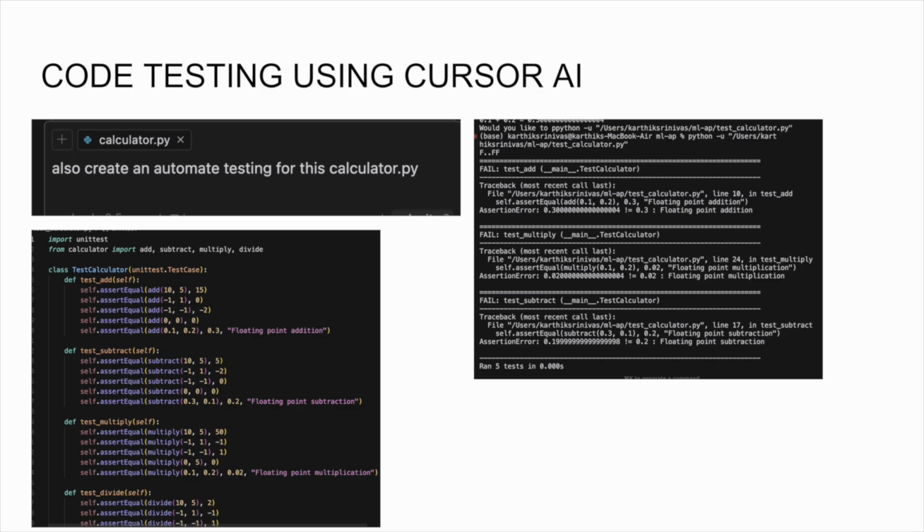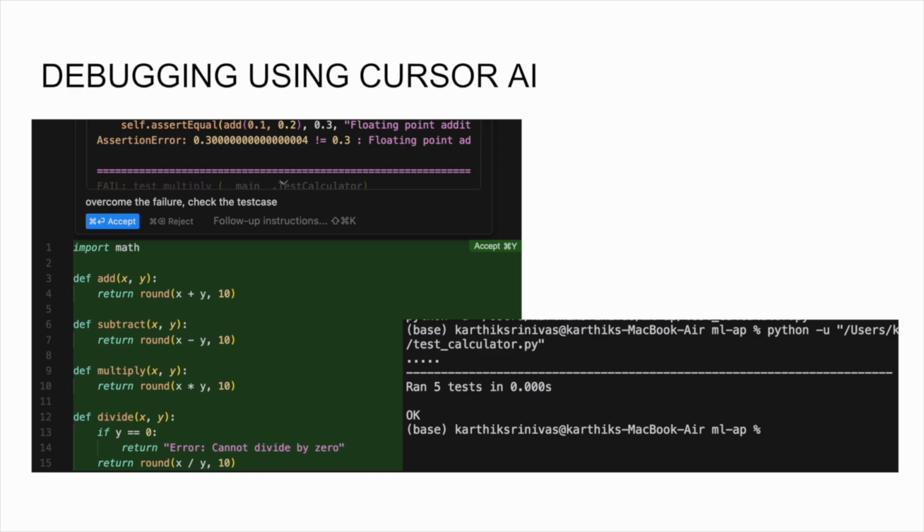So after getting this error, I'll also feed the error statements to the prompt and ask it to overcome the failure. And I did get the correct answer, as in order to overcome the float value error, the Cursor AI had made it a rounded value. And after it, I tried to run it again, and I got all the test cases passed completely.